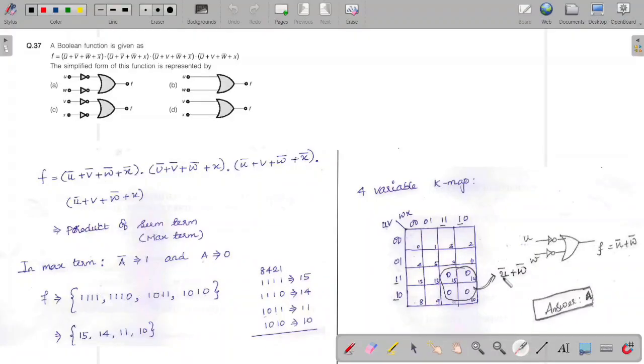So this is nothing but u we have to give, the not gate will give u bar, then w will be given here, the not gate will give w bar. Then we have to OR the two terms, so we will use an OR gate to produce the function f equal to u bar plus w bar using this logic diagram arrangement. So the answer is E. Thank you.